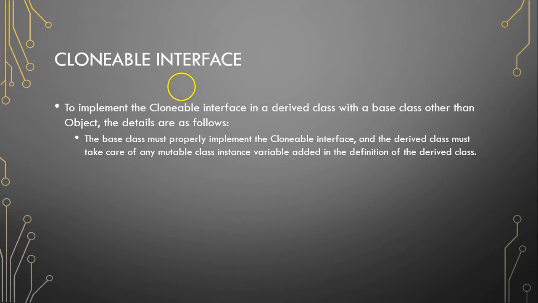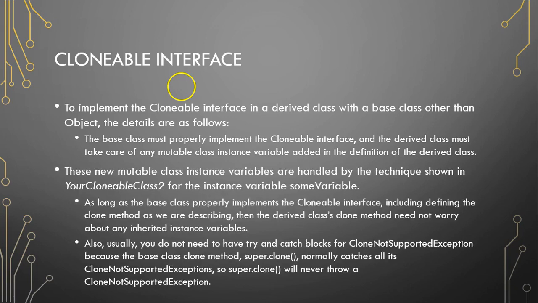So to implement the Cloneable interface in a derived class with a base class other than Object, the details are as follows. The base class must properly implement the Cloneable interface, and the derived class must take care of any mutable class instance variable added in the definition of the derived class. These new mutable class instance variables are handled by the technique shown in YourCloneableClass2 for the instance variable someVariable. As long as the base class properly implements the Cloneable interface, including defining the clone method as we are describing, then the derived class's clone method need not worry about any inherited instance variables.